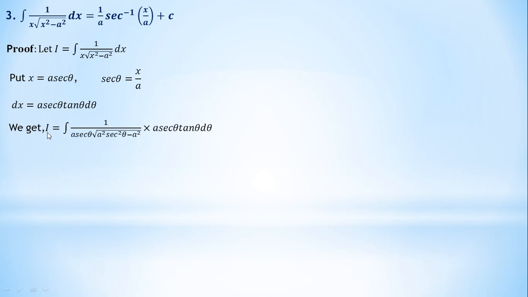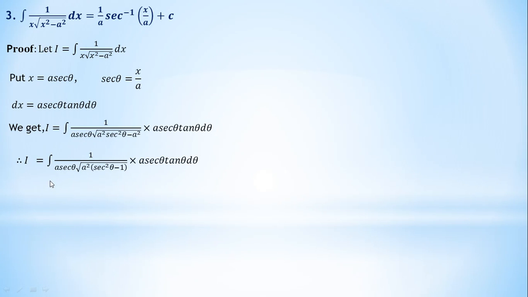so that we get the integration I is equal to, the given integration changes in the form of 1 upon, now in place of x we will put a sec theta and under root a square sec square theta minus a square and into dx means a sec theta tan theta d theta. Now try to simplify this. So under root you can take a square common and into bracket sec square theta minus 1.